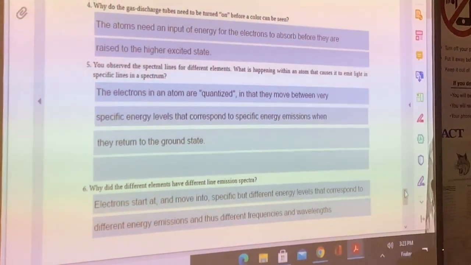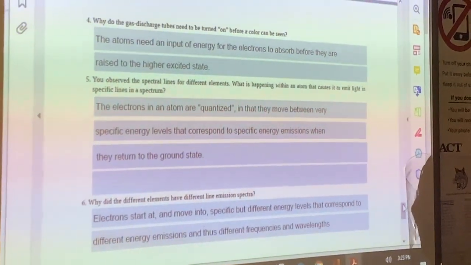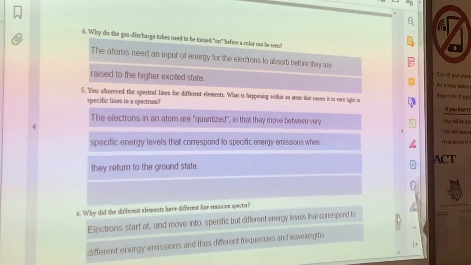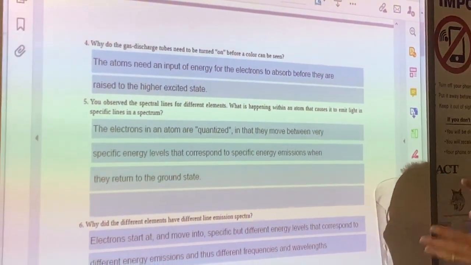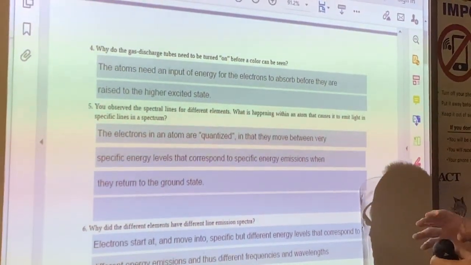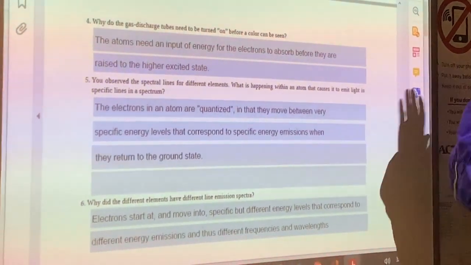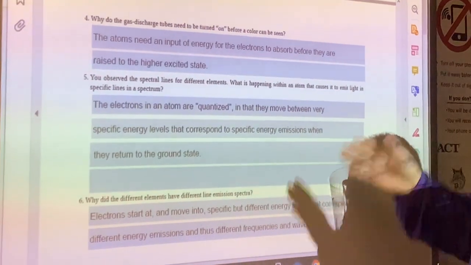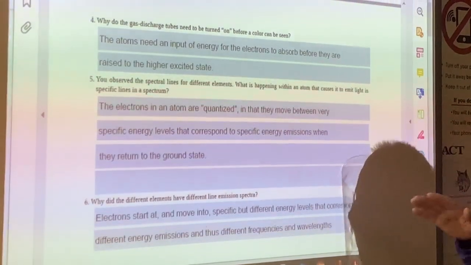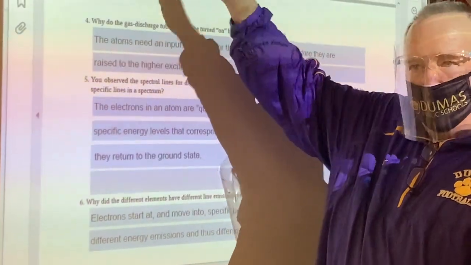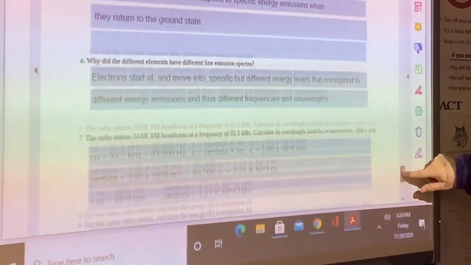And you observed the spectral lines for different elements, what is happening within an atom that causes it to emit light in specific lines in the spectrum? Well, the electrons in an atom are quantized in that they move between very specific energy levels that correspond to specific energy emissions when they return to the ground state. That's why we get a very specific color, because that energy is quantized. We don't get a continuous spectrum. We don't ramp up, we step up. And that's the take home for the quantum model of the atom.